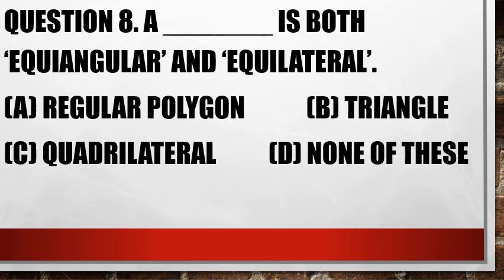Okay, question number 8. A dash is both equiangular and equilateral. Which polygon is equiangular, meaning all angles are equal, and equilateral, meaning all sides are equal? We know the definition of a regular polygon. In a regular polygon, all sides and all angles are equal, so the correct option will be a regular polygon.